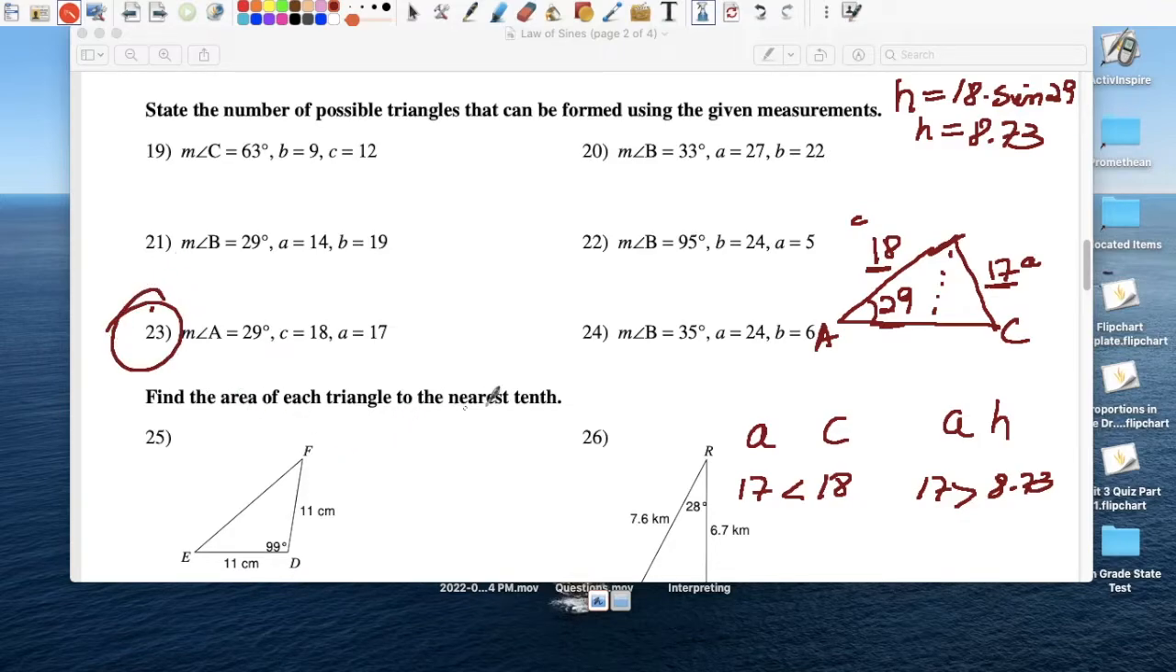Okay, so in this case, we have 2 triangles. Okay, sorry. Now I'll do 20.